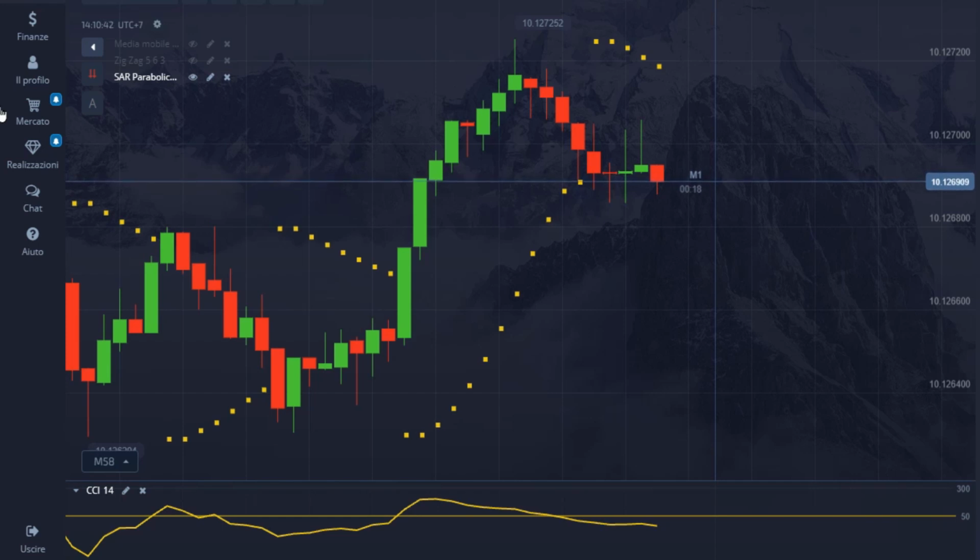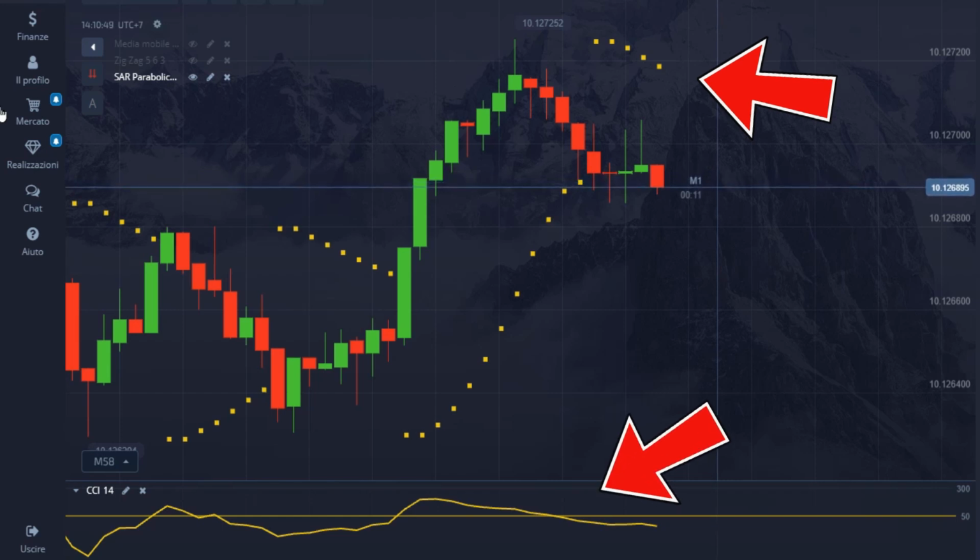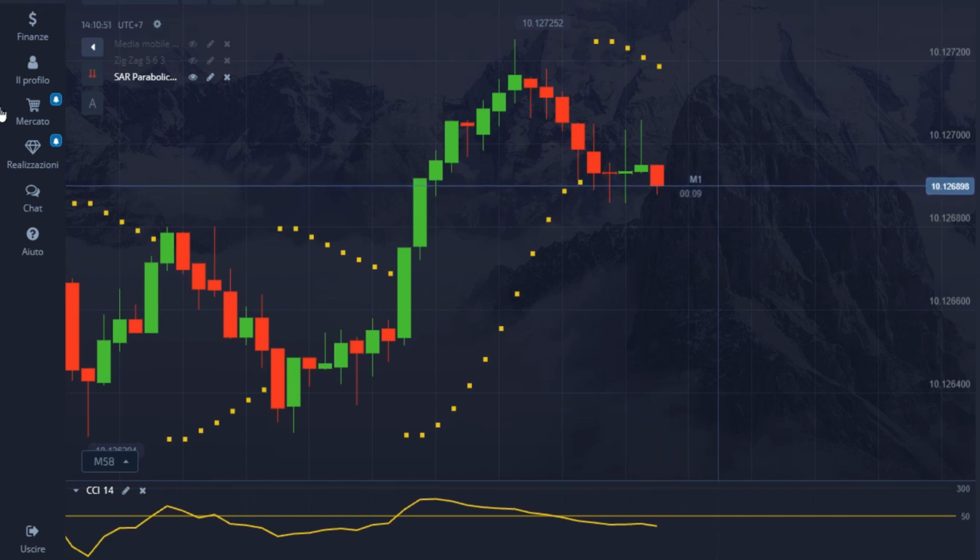This strategy uses two very common indicators, the Parabolic SAR and the CCI. The joint observation of the two indicators allows us to make trading decisions.